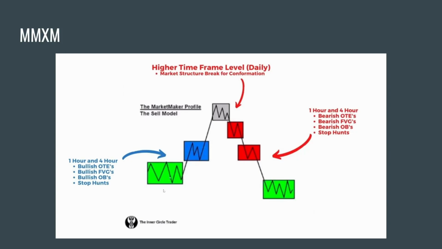And this is what that previous chart is based off of, just in the other direction. This is a market maker sell model where you have some stop hunts occurring along the way here, a higher time frame market structure break, and ultimately some stop hunts and distribution and covering right around below the original consolidation.